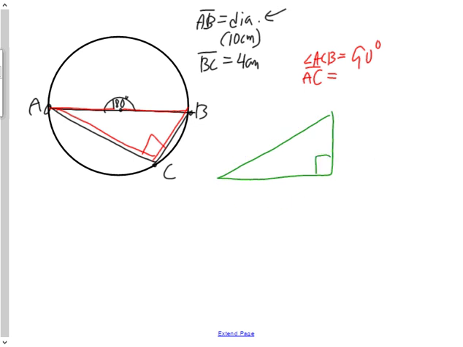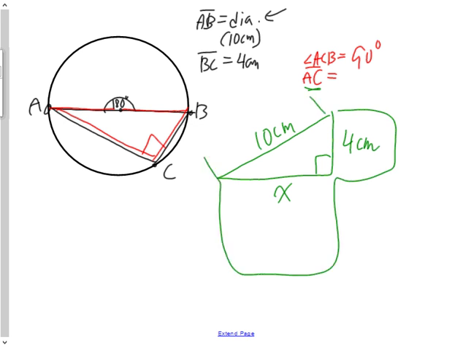And now I have a Pythagoras question. AB is really the hypotenuse of this right triangle. Right, the diameter is the hypotenuse. BC is this distance here. And the distance AC, which we're looking for, is this here. So I can use either my formula or just squares. The area of this square would be 100. The area of this square would be 16.